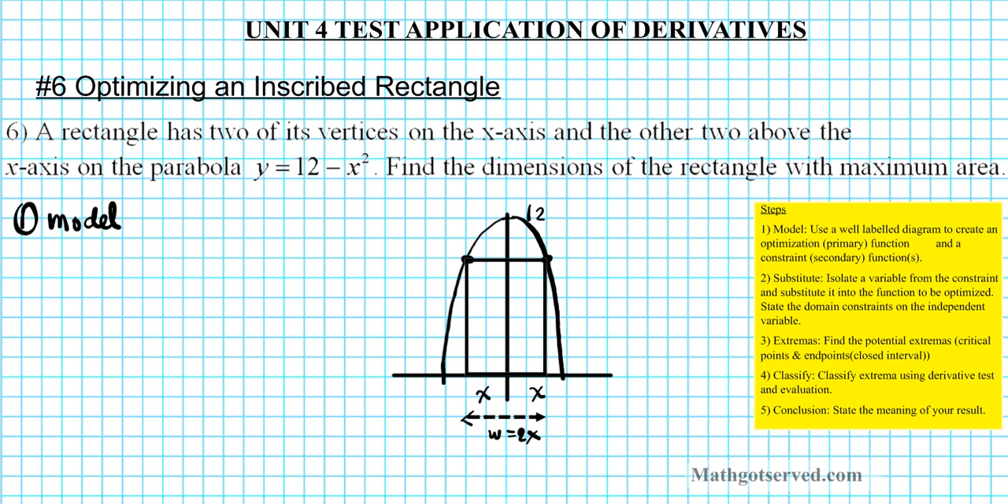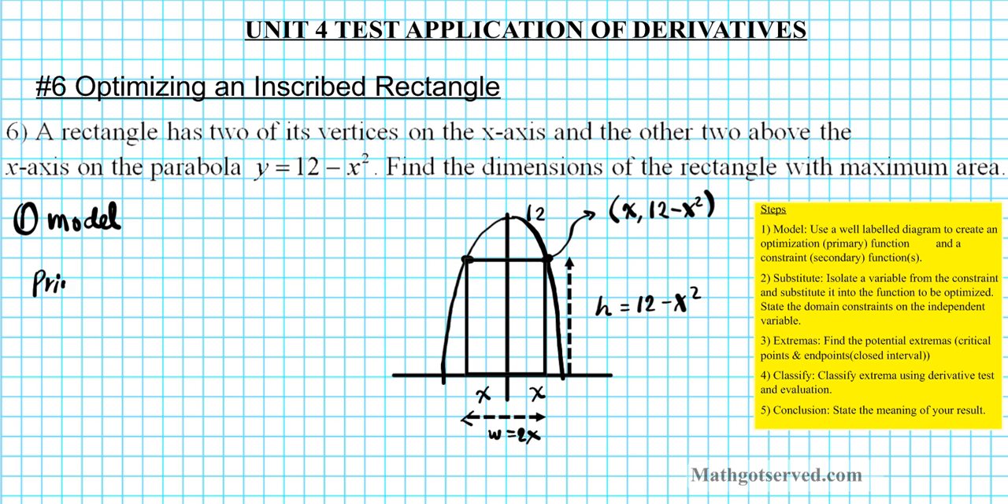What's the height? Well, if we look at the coordinates of this point right here, the coordinates of any point on the parabola is given by x comma y, which is 12 minus x squared. So the y coordinate represents the height of our inscribed rectangle. Okay, so if we go like this, from here to here, that's our height, and it's given by 12 minus x squared. Okay, all right, so let's go ahead and write down our primary function.